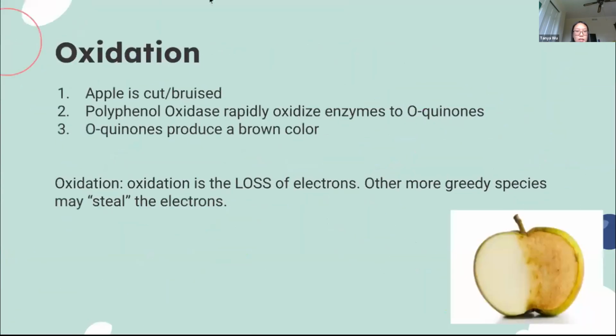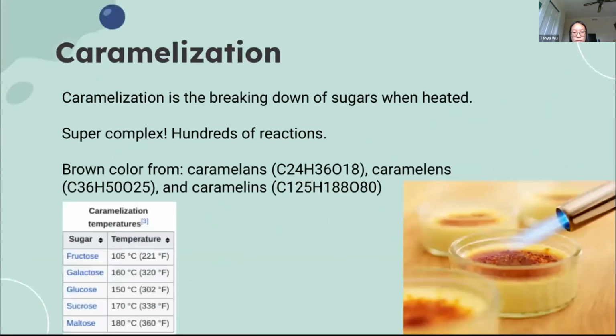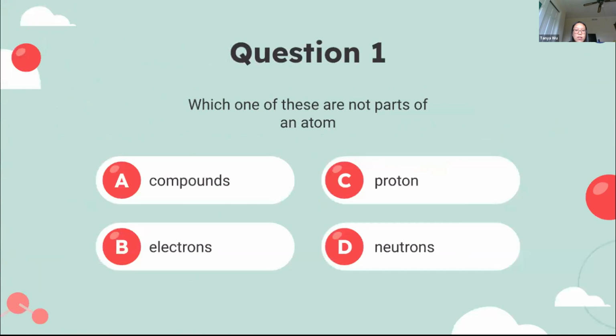Okay, this lesson does not have that much stuff. Since nobody has any questions, we will do the practice problems that I got. These are pretty simple, so they're not going to be that challenging. You don't need to type it in the chat, you can just think of it in your mind. Which of these are not parts of an atom? Yeah, a compound is just multiple things smushed together. It's not one atom. It's definitely not inside of an atom.